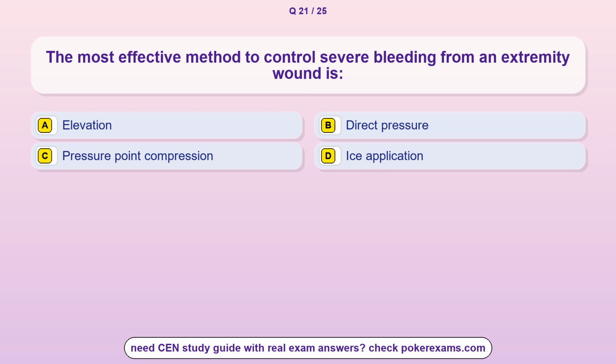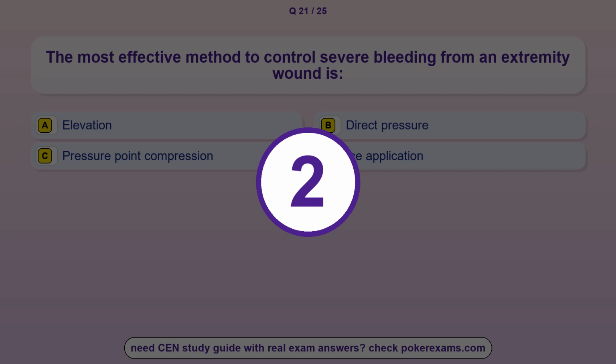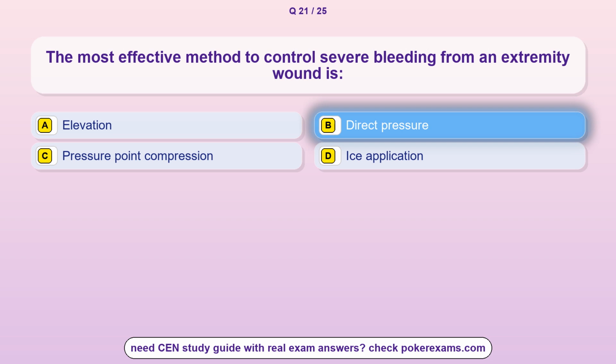Question 21. The most effective method to control severe bleeding from an extremity wound is: Option A, elevation. Option B, direct pressure. Option C, pressure point compression. Option D, ice application. The correct answer is option B, direct pressure.